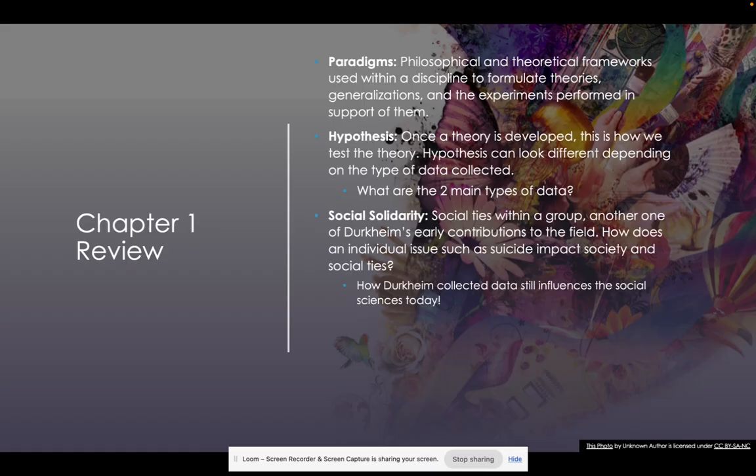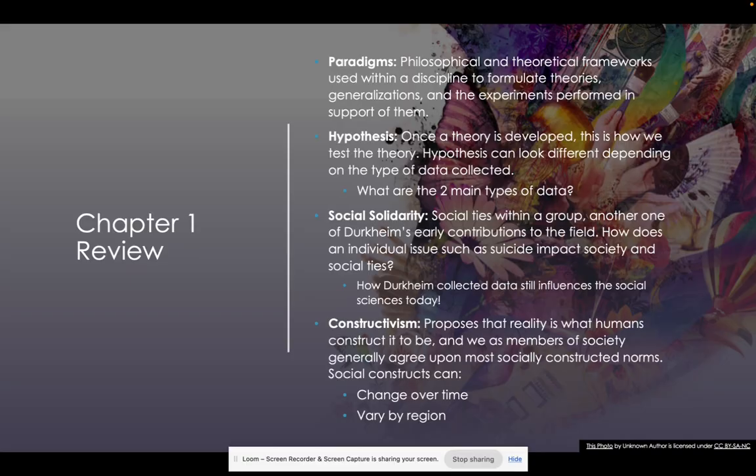Social solidarity are social ties within a group. This is another one of Durkheim's early contributions to the field, because one of his early studies was looking at the individual issue of suicide and how it impacts social ties and the broader social world. I bring this up as part of our review because how Durkheim collected data for that study still influences how folks collect data and do their research methodology for their projects to this day.